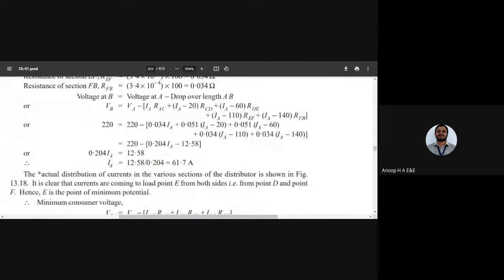The value, 204 IA, would be equal to 12.58. So the value of IA will be 61.7 amperes. Can you verify your answers, what you're getting? Verify that what you're getting is the same.